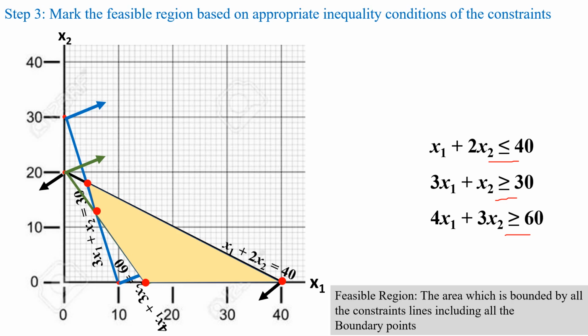So this area we are considering is the feasible region, and we also have to mark the extreme points of this feasible region. The extreme corner points are A, B, C, D, and their coordinates are: point A coordinates are 15, 0, point B coordinates are 40, 0, point C coordinates are 4, 18, and point D coordinates are 6, 12.